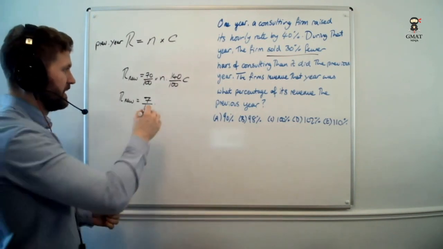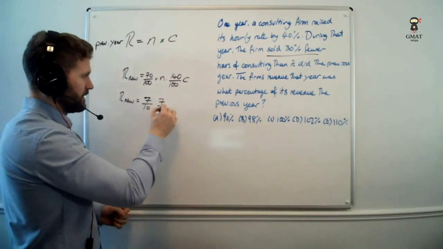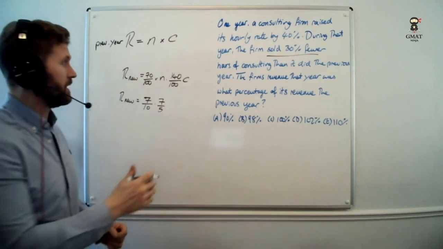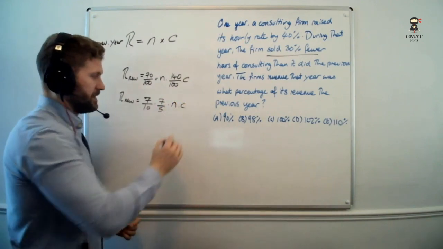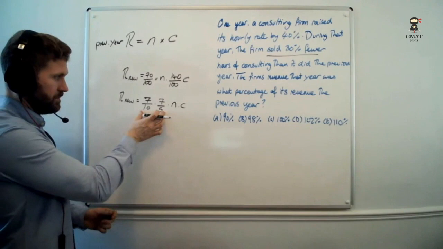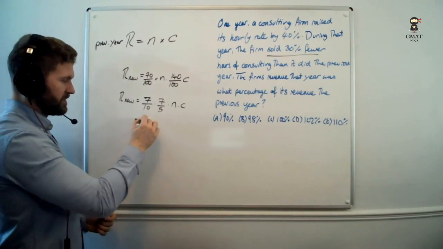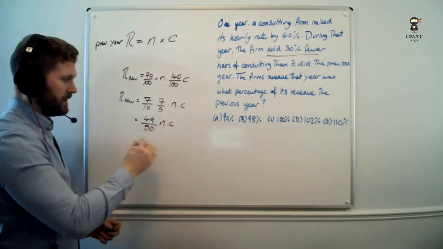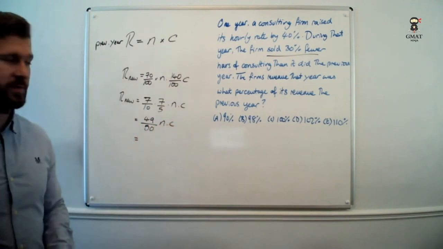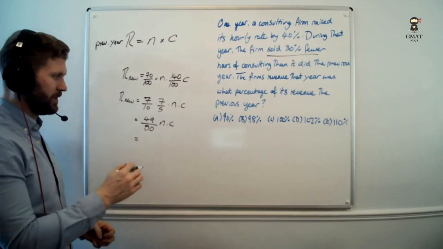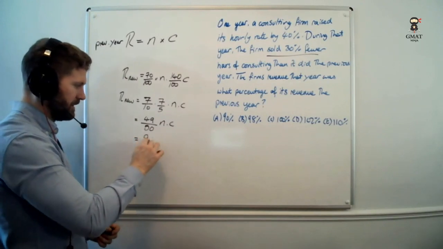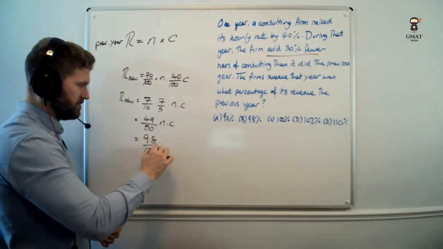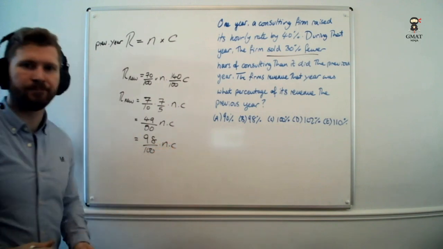I can simplify the 140 over 100. That'll actually cancel down to be 7 over 5. And then I've got the n and the c. Now we can do the multiplication here. 7 times 7 will be 49. 10 times 5 will be 50. And just because I'm working with percentages here, I could multiply the top and bottom of this fraction by 2 and get 98 over 100 times n times c.